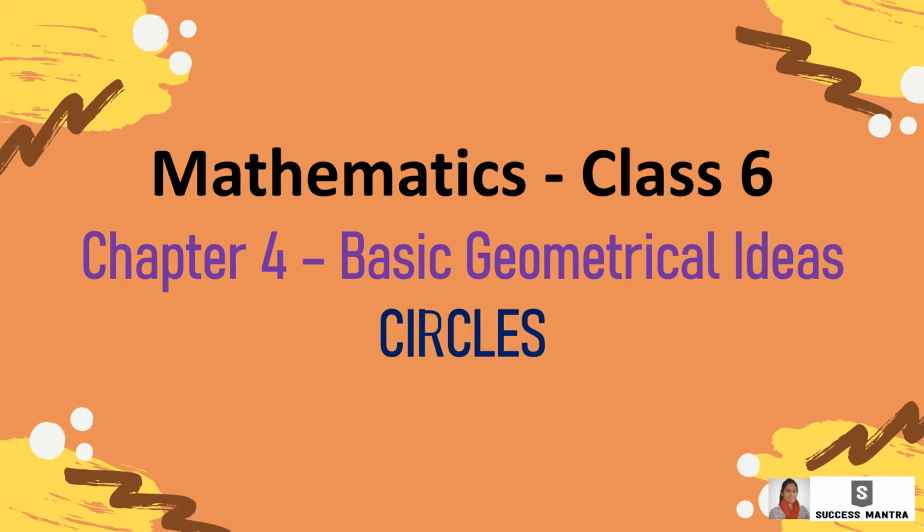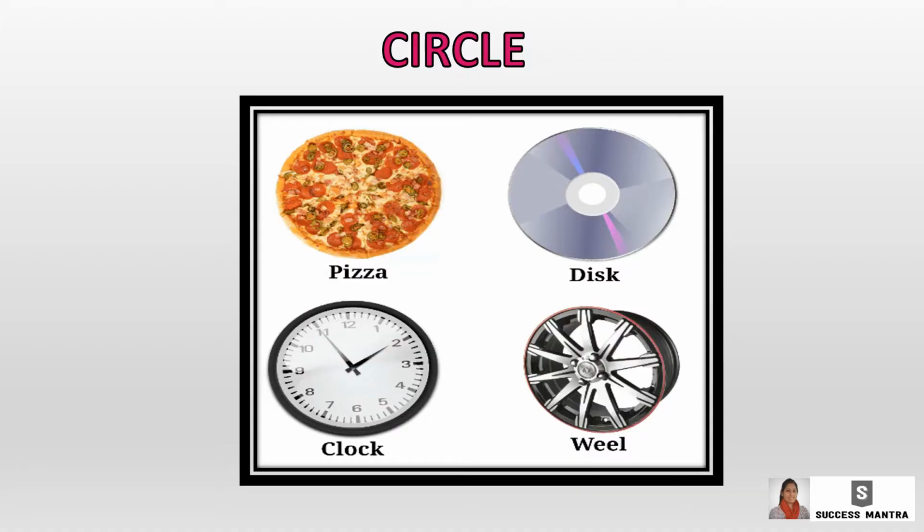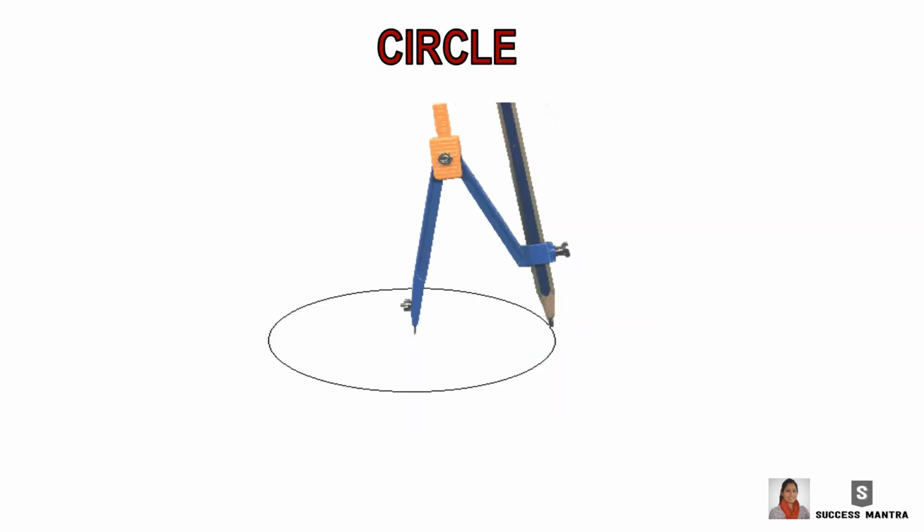In this video, we will discuss circles. In our real life, we come across different objects that are of circular shape, like the pizza, clocks, wheels, and so on. How do you draw a circle on paper? You fix the pointed leg of a compass on the paper where you want to draw and rotate the compass over that point. Then the other hand holding the pencil will give you a circular shape on the paper.